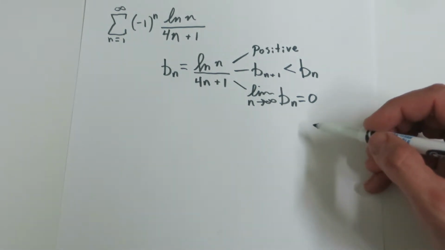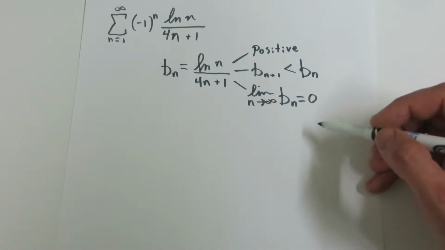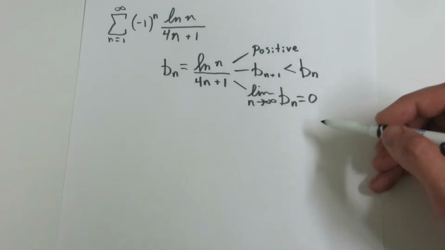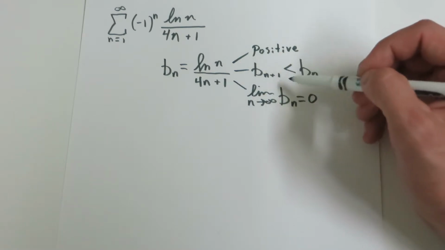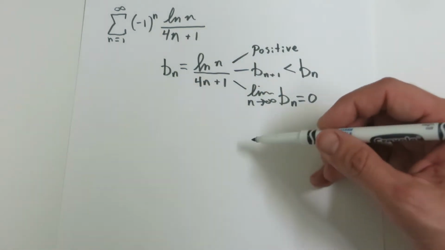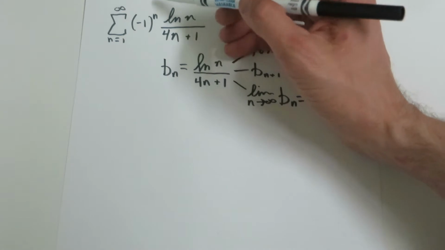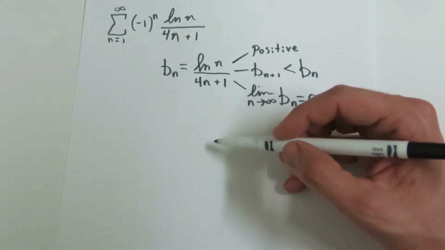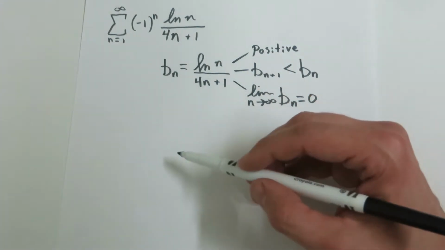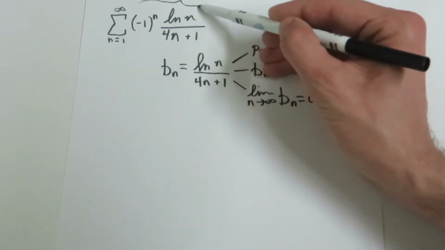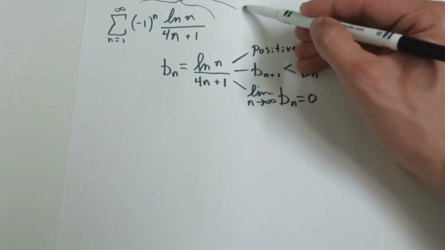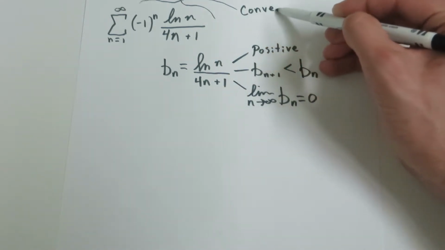And if you don't believe me, or if all of that seemed like a lot to take in, just pause the video, get out a sheet of paper, and work through it yourself to show that this expression satisfies the conditions for the alternating series test. So we could say that this series is convergent. It's a convergent alternating series.